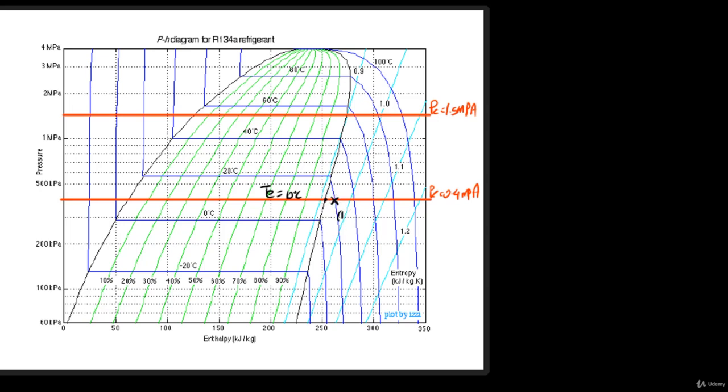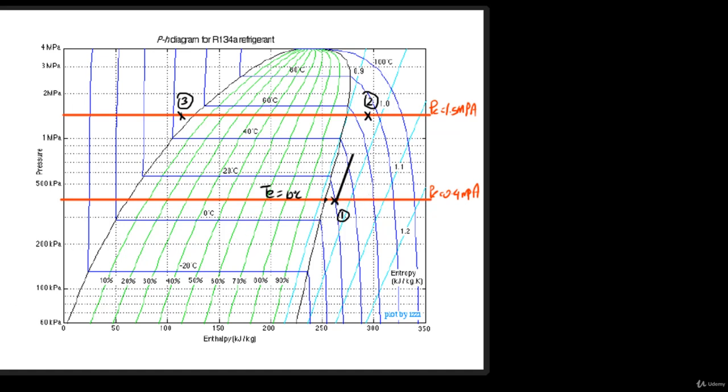Because our degree of superheat is 10 degrees Celsius, this gap is 10 degrees Celsius. This point is again at 70, no change. So that's your point 1, point 2, and point 3. Point 3 will be at 45. So this is your point 3. So just quickly connect the lines.